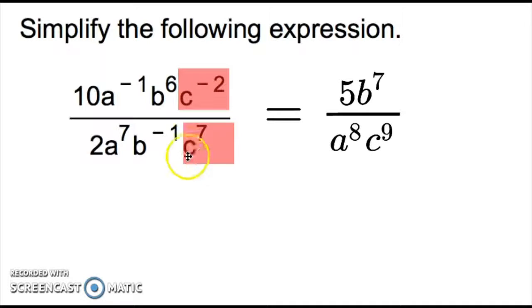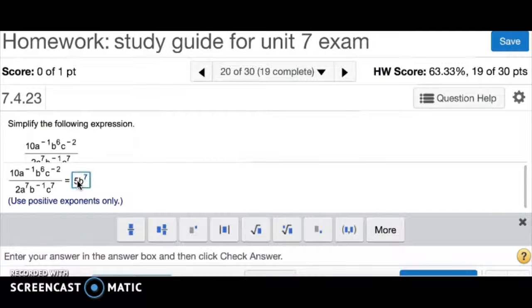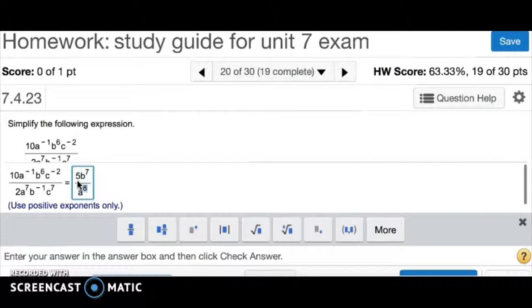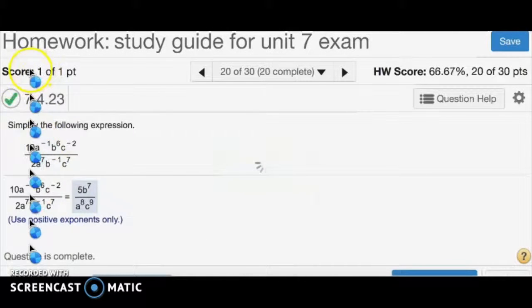And that's going to be the answer, so let's type it in. So we have 5b to the 7th all over A to the 8, C to the 9. And that's number 20.